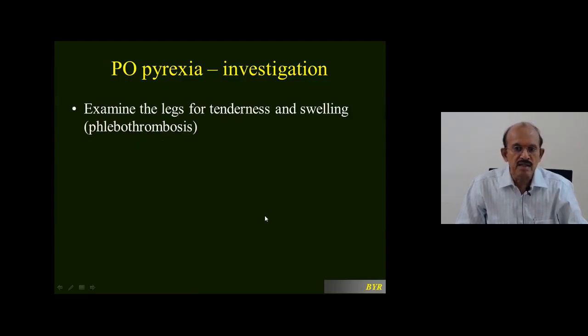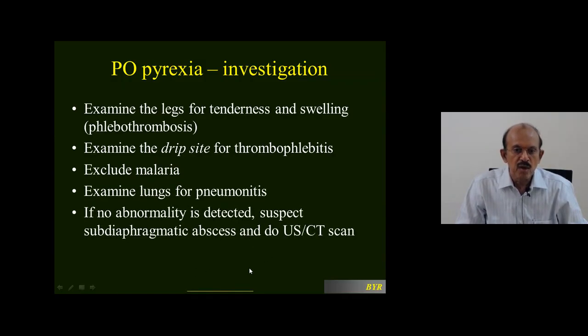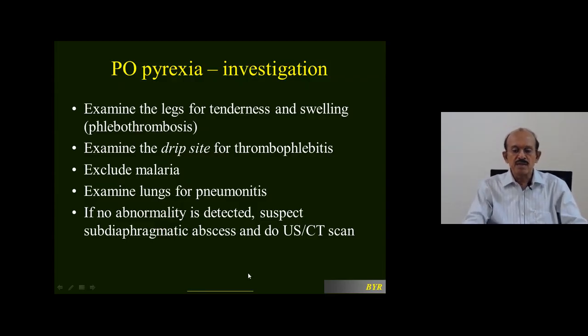Examine the legs for tenderness and swelling. Probably the patient may have developed phlebothrombosis, that is, deep vein thrombosis. Examine the IV drip sites for thrombophlebitis. In tropical countries, exclude malaria. Sometimes after surgery, a quiescent malaria will become evident malaria. Examine the lungs for pneumonitis. If no abnormality is detected, suspect subdiaphragmatic abscess and do ultrasound or CT scan to locate an abscess under the dome of the diaphragm.